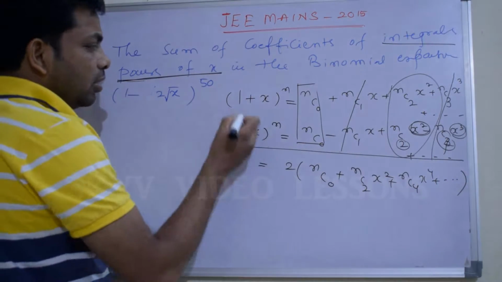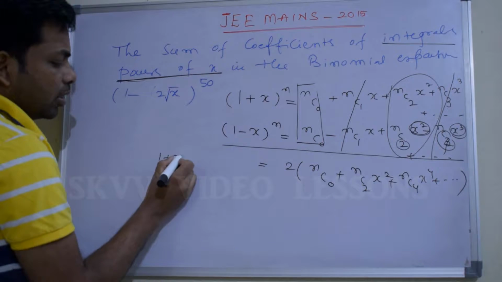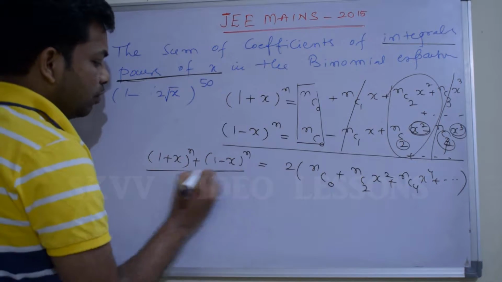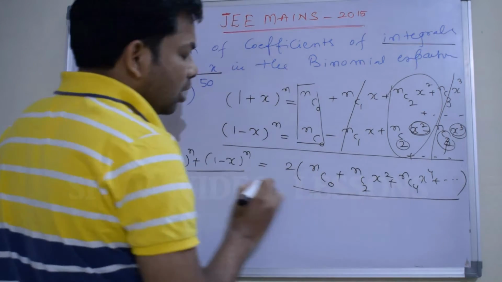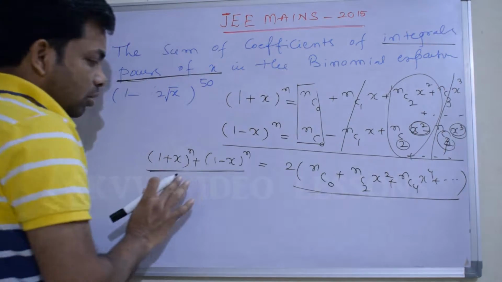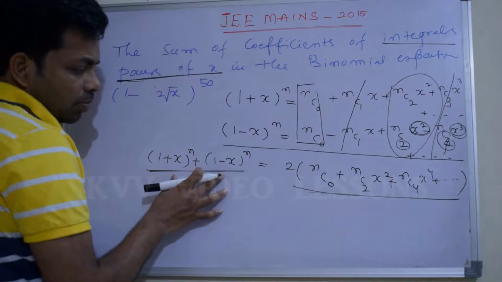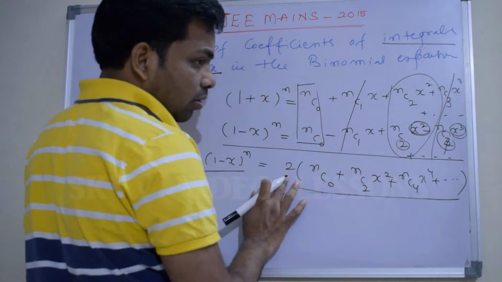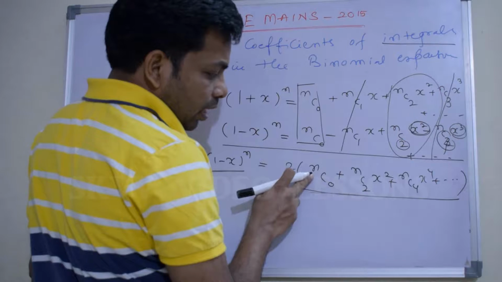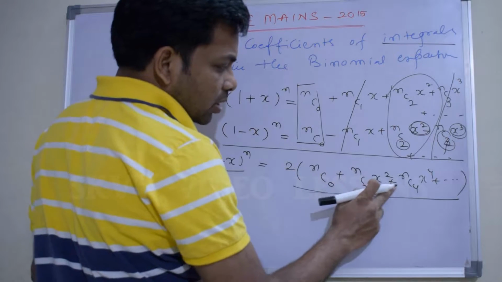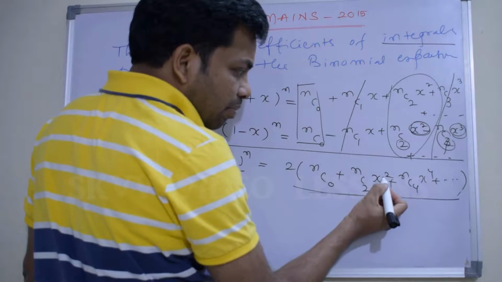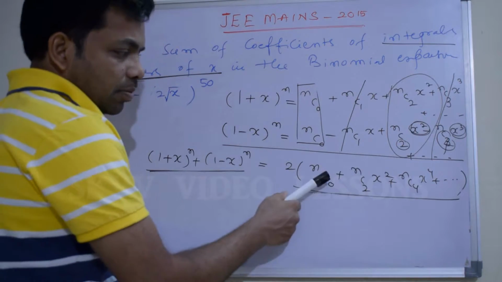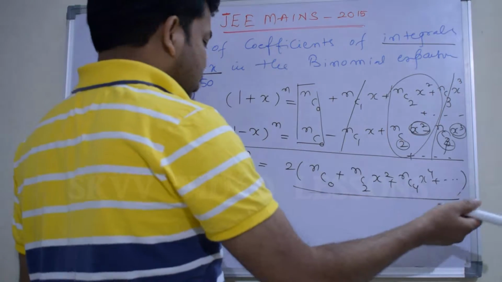Can you observe what I am doing here? Adding (1 plus x) whole power n and (1 minus x) whole power n. These two we are adding. The result is this. Can you observe the result? So you have to remember, whenever you add two binomial expansions, the (1 plus x) whole power n form and the (1 minus x) whole power n form, you are going to get twice of NC0 plus NC2 x square plus NC4 x power 4, means even powers of x. Even powers of x: x power 0, x square, x power 4, plus up to so on.